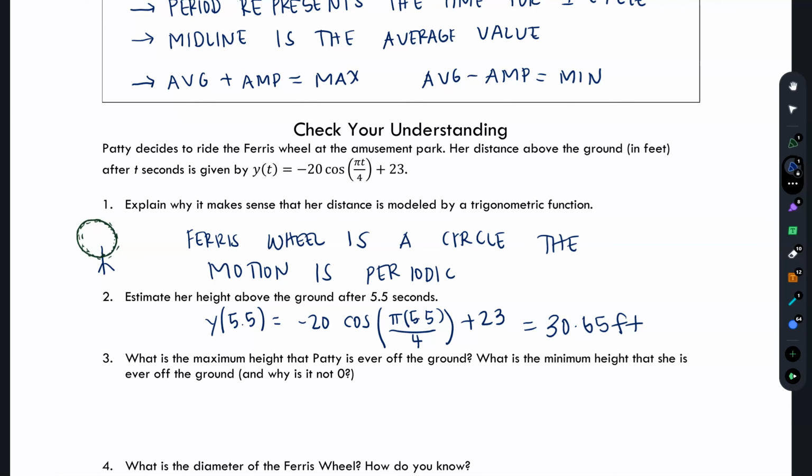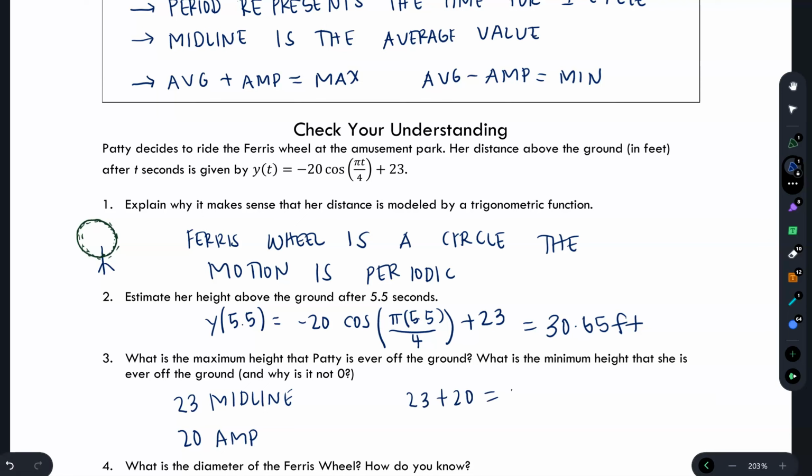What is the maximum height Patty is ever off the ground? What is the minimum height? My midline is 23, and 20 is my amplitude right there. So 23 plus 20 is 43. That is my max. And my min is 23 minus 20, which is 3 feet. I guess I need to put feet, I'm sorry.